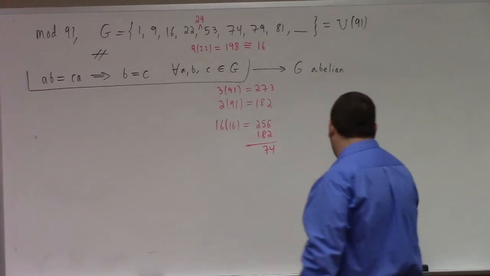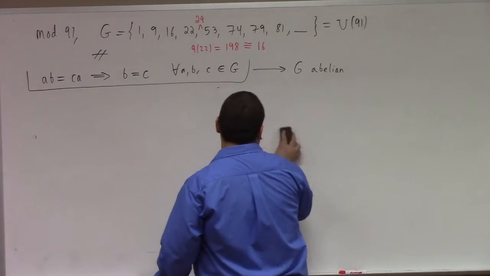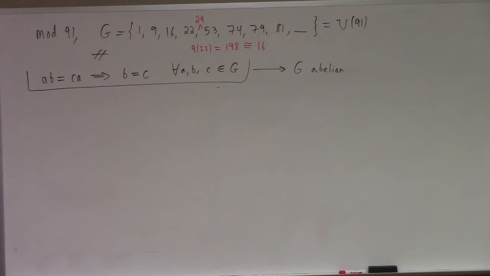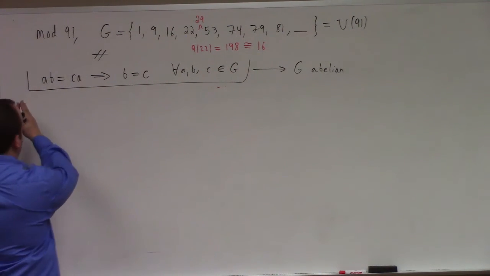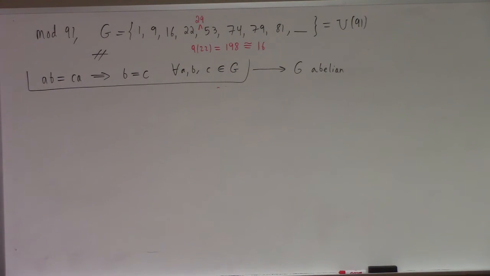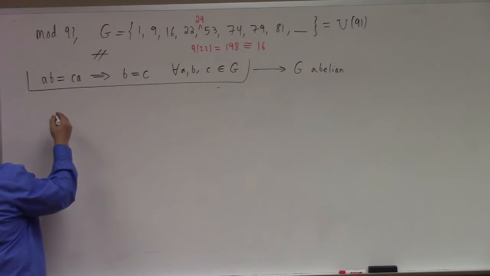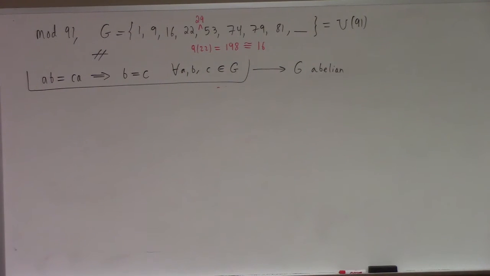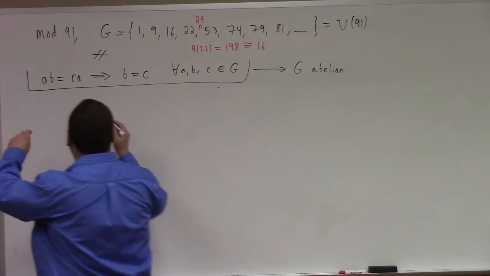All right, so let's see if we can do this one here. Assume that for all A, B, and C in the group, we have this implication: AB equals CA implies B equals C. How does that get us abelian? So let's see here. To start with, assume this, right?